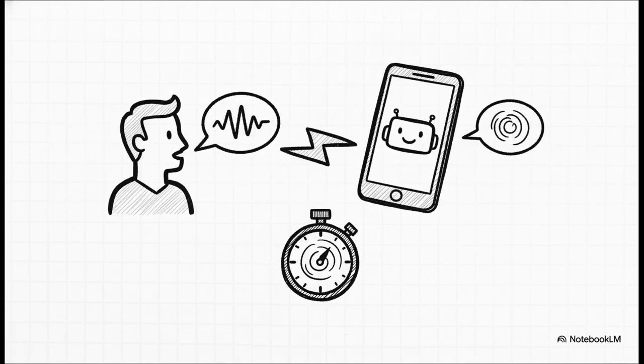And use case 3, lightning-fast voice assistants. That little 0.5B real-time model is a monster. You can build an assistant that responds in about 300 milliseconds. To put that in perspective, that's literally faster than human reaction time. You can build conversations that feel completely natural and fluid.